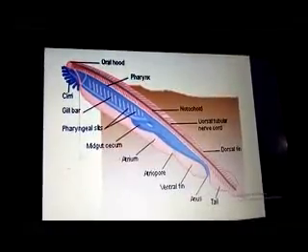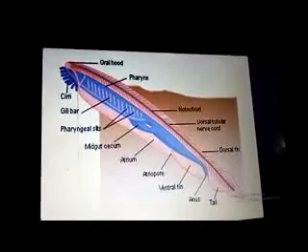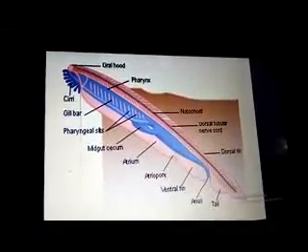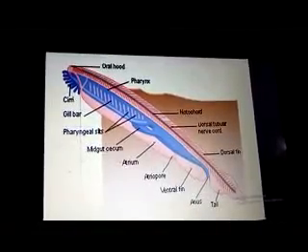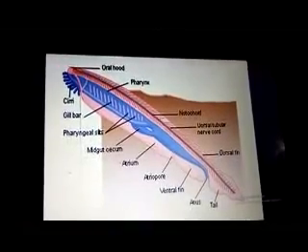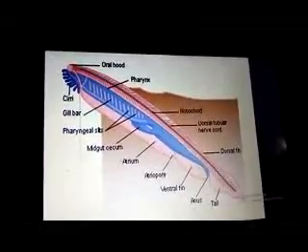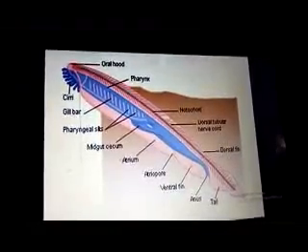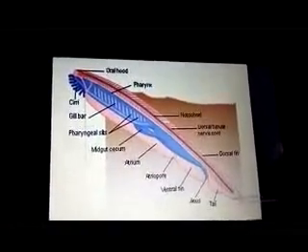The atrium is the cavity which surrounds the pharyngeal region and digestive system. The pharynx opens into the stomach, and the stomach has a blind diverticulum called the midgut cecum, and this midgut cecum produces digestive enzymes which help in digestion. So this is about the different parts of the cephalochordate.